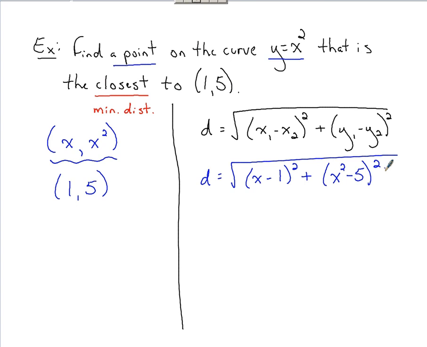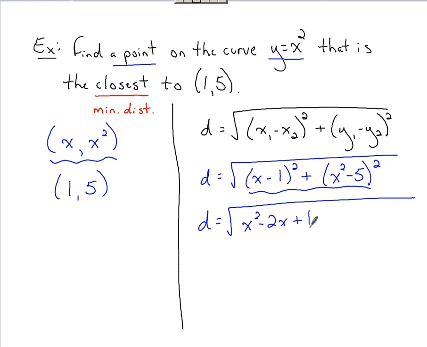Let's go ahead and do some simplifying under here. Let's expand these out. Distance is going to equal the square root of. Take this first binomial, expand it out. You got x minus 1 times x minus 1. You get x squared minus 2x plus 1. Just foiling things out, if needed. You're going to add on this binomial over here squared. So x squared minus 5 times x squared minus 5 would be x to the fourth minus 10x squared plus 25.